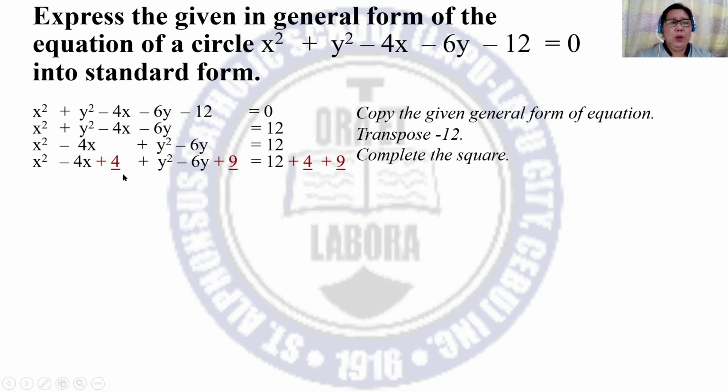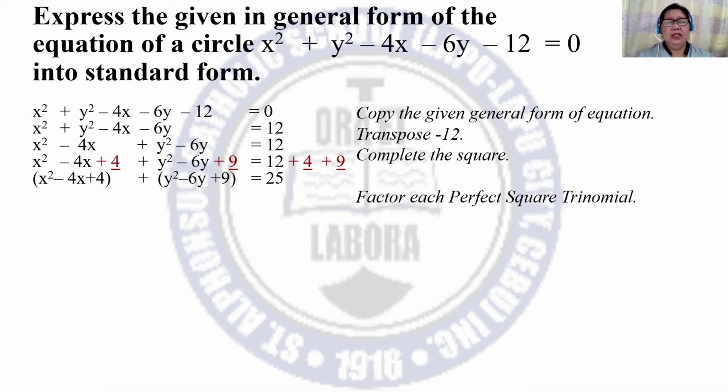Since you added 4 and 9 here, you also add 4 and 9 to the other side to balance the equation. And then, this is the first perfect square trinomial, x squared minus 4x plus 4. And the second perfect square trinomial is y squared minus 6y plus 9. Then you combine 12, 4, and 9. That is equivalent to 25.